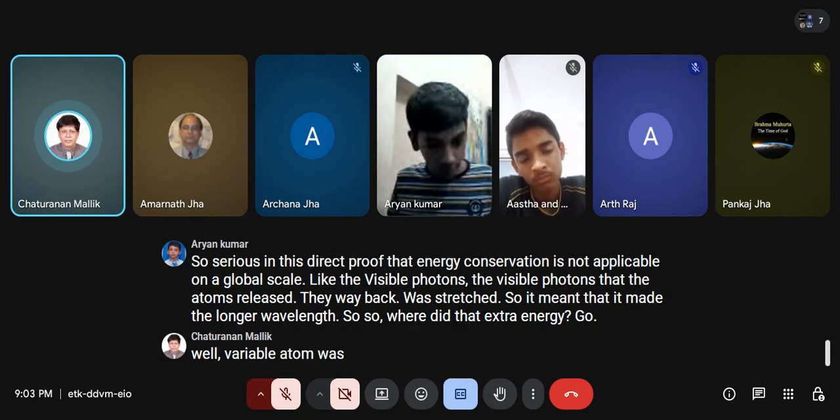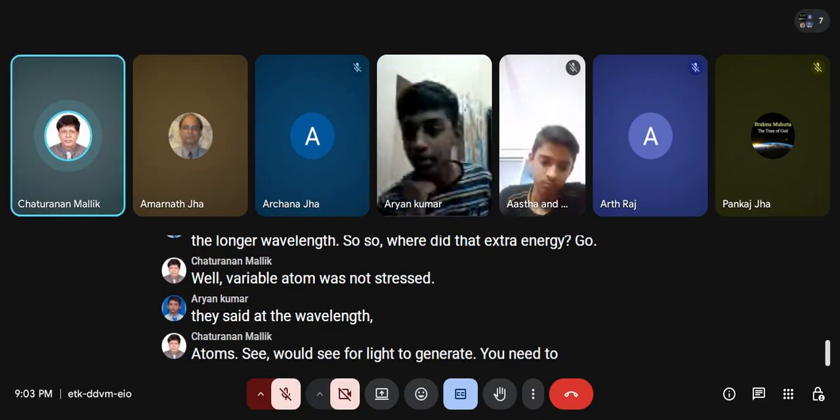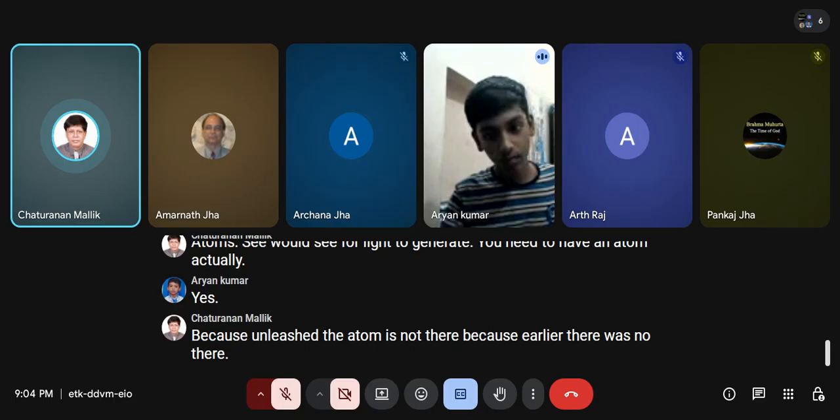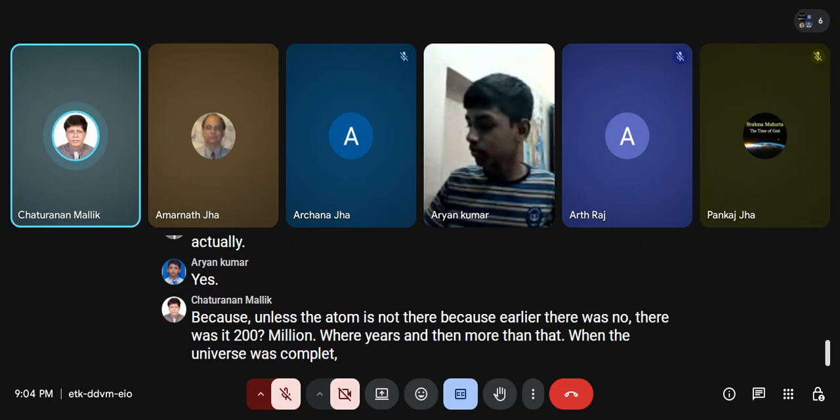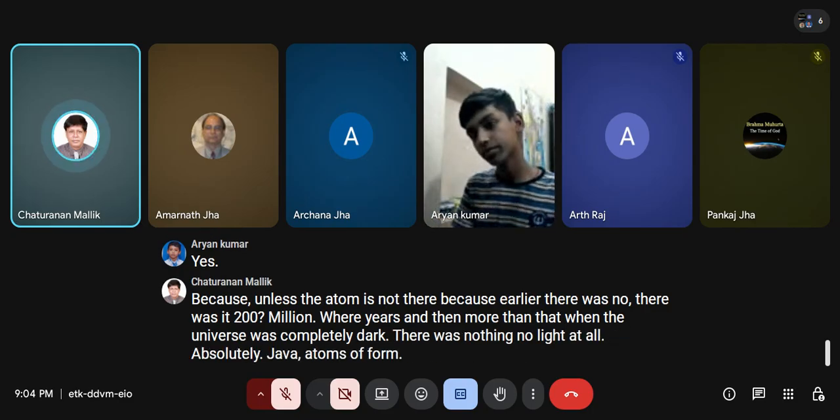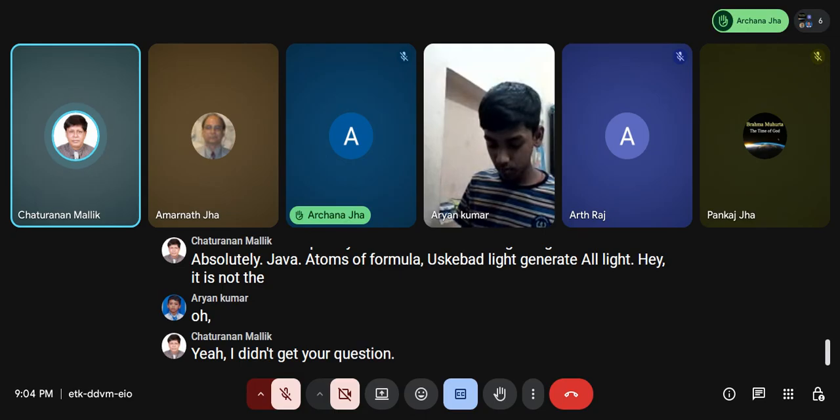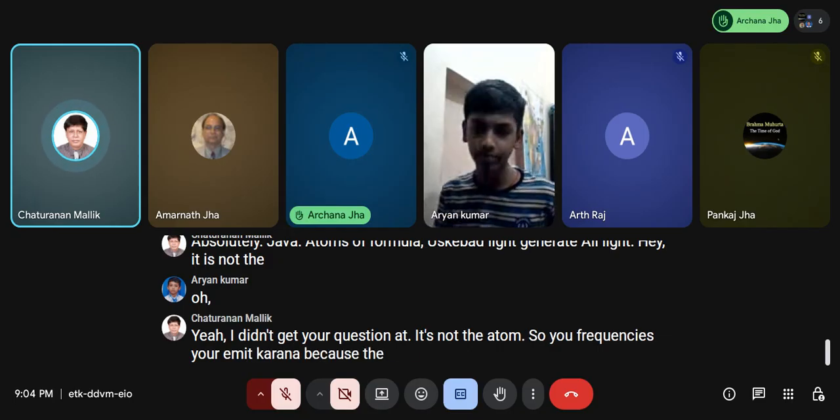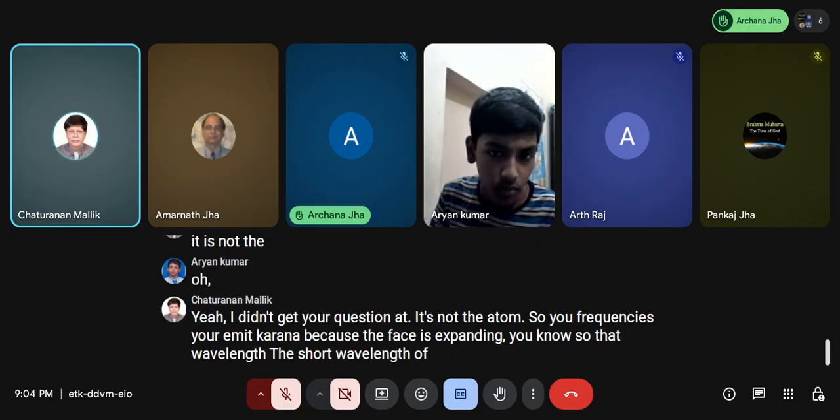No, sorry, the atom was not stretched. No, sir, the wavelength. See, for light to be generated, you need to have an atom actually. Because earlier, for about 200 million years and more, the universe was completely dark. There was nothing, no light at all, absolutely. When atoms formed, after that light was generated, that is this light. I didn't get your question. It's not the atom. The frequency that is being emitted, because the space is expanding, the short wavelength becomes a long wavelength.